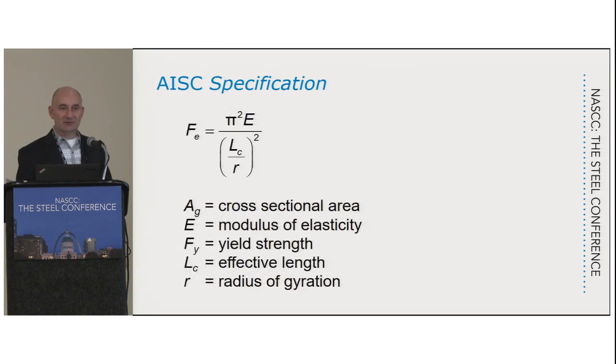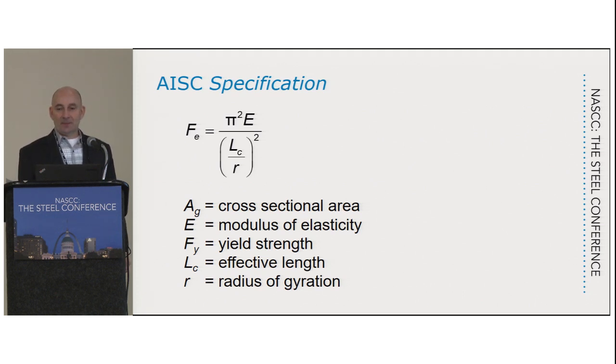And F sub E is just your, I call it the elastic or the Euler buckling stress, and it's given by this equation. And this should be familiar to everybody too, because really this is the 2016 version. You're probably used to seeing a KL here instead of L sub C, but L sub C is KL. So it's the effective length of the column.